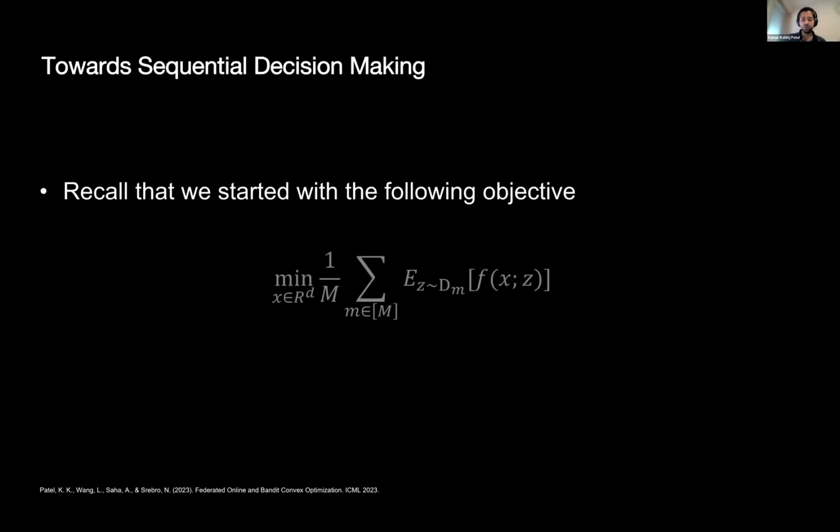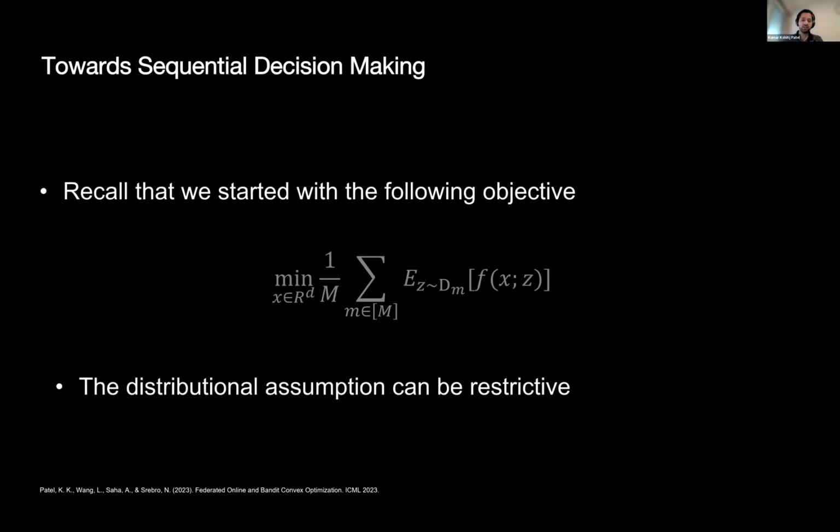And now I want to talk a bit about sequential decision making. So to link back to whatever we discussed in the first talk, as well as the motivation and why we are talking about online federated learning. Okay, so we started with this objective where we said that these distributions across the machines are fixed across time, they do not change. And I think Aadirupa already mentioned that this distributional assumption can be very restrictive.